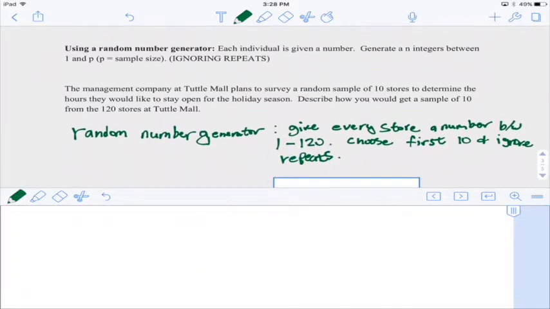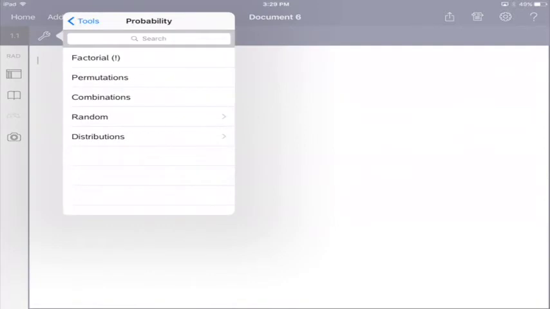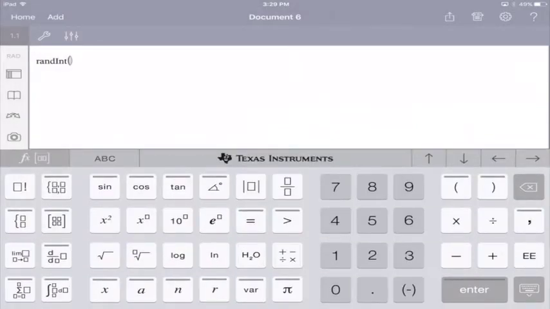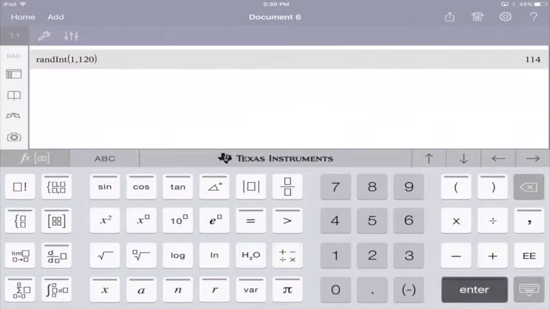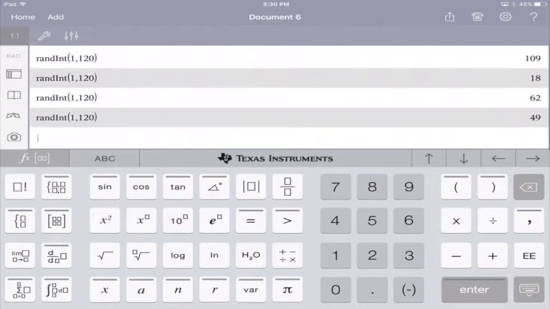So let me show you how that's going to look in your calculator. So you're going to go to Menu, Probability, Random. I'm going to do Random Integer. Okay, because integers, remember, are 1, 2, 3, 4, 5. They're kind of like whole numbers. They're positive and negative. So an integer from 1 to 120. So there I could get one at a time. There's 114, 109, 18, 62, 49. None of them repeated, so I don't have to throw any out.